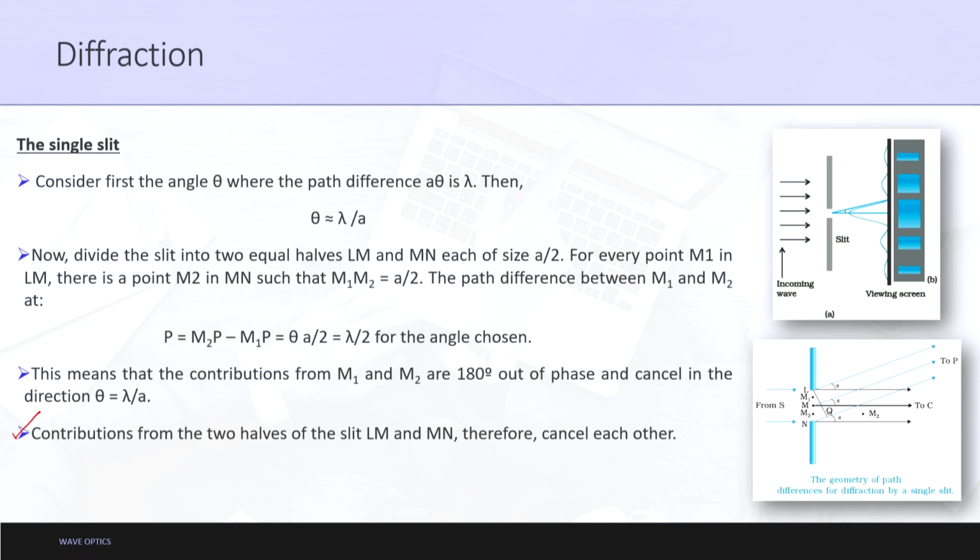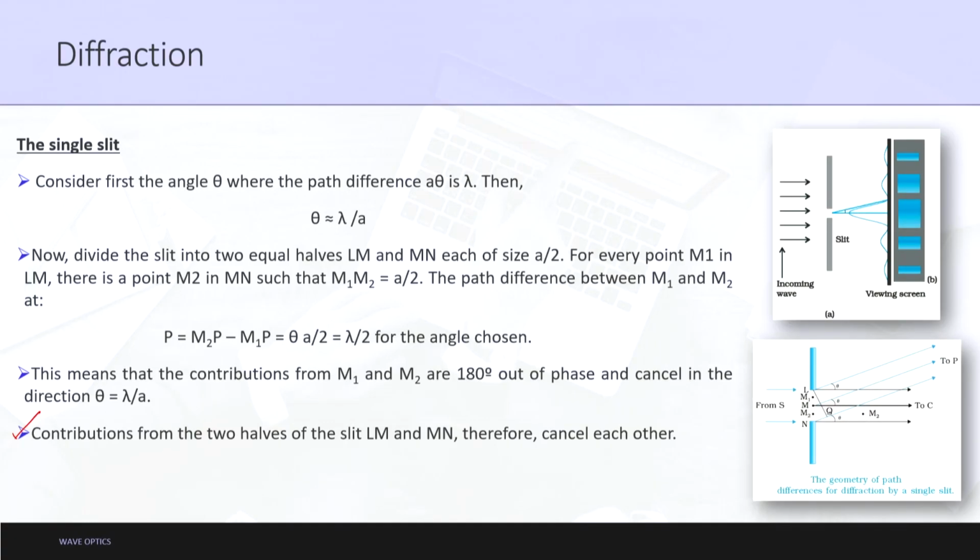Because if we take any two points, one in Lm known as M1 and one in Mn known as M2, we can find every point M2 such that M1M2 is equal to a by 2. Because a by 2 is a path difference of lambda by 2, and we know for destructive interference, if path difference is lambda by 2, destructive interference occurs and hence the intensity is 0 there. Therefore, at some point P for which the angular difference is lambda by a, there is always no fringe observed, that is, a dark fringe is observed.